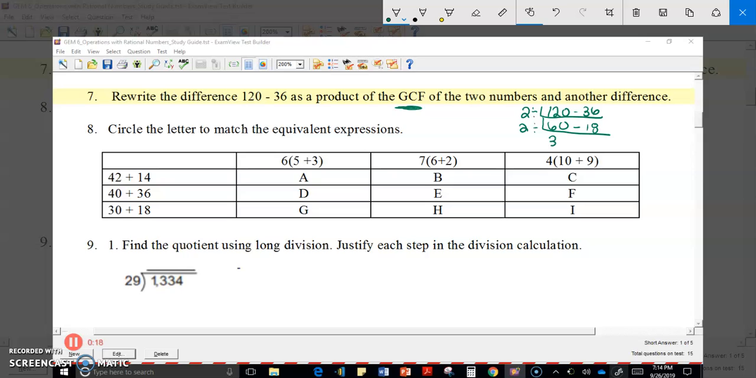60 divided by 2 is 30. 18 divided by 2 is 9. Okay, what can I divide out now? I can now divide by 3. 30 divided by 3, I'm going to go up here, continue, is 10. 9 divided by 3 is 3.